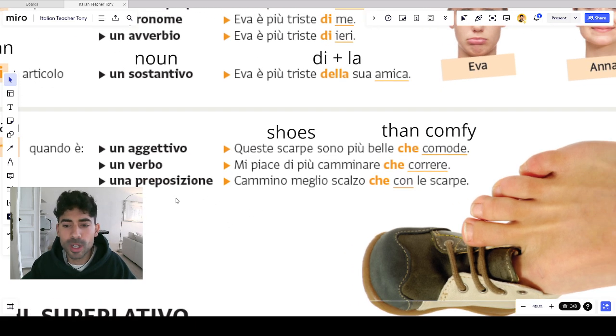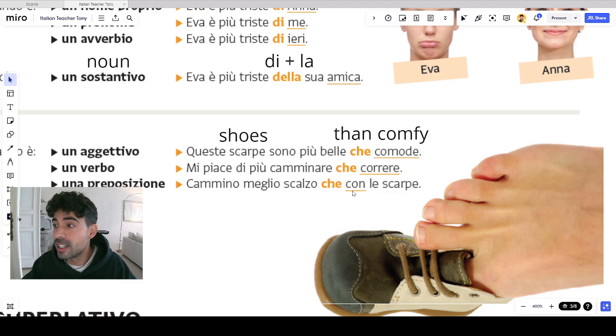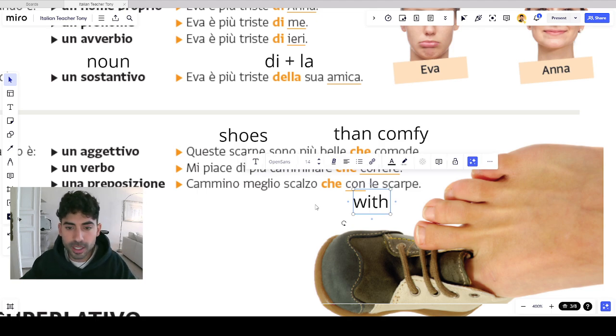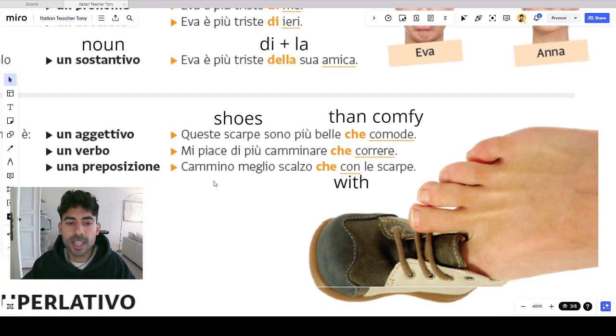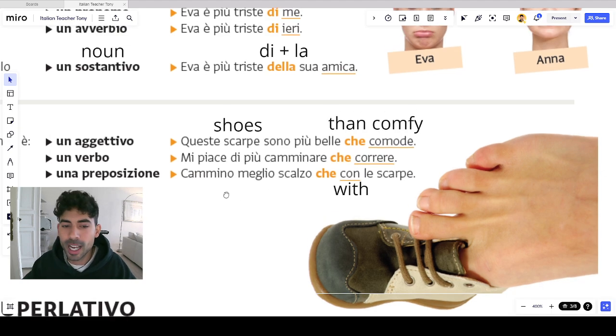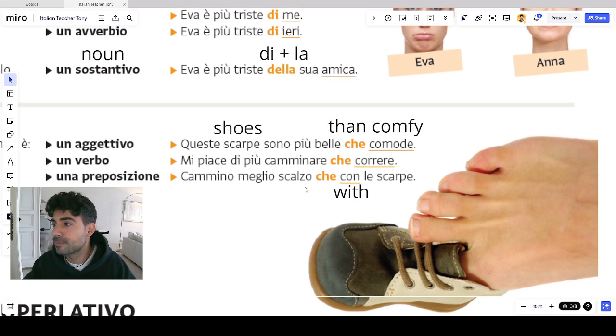And the last one is una preposizione. For example, con is a preposition which in Italian means with. Again, even if we are comparing with a preposition, we will have to use che. For example, cammino meglio scalzo che con le scarpe. This means I walk better without shoes than with shoes. Again, notice this che still translates with than in English.